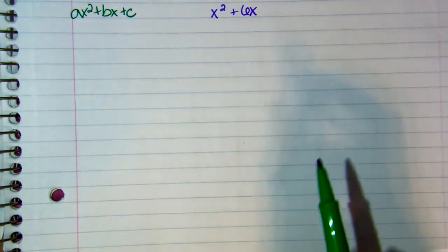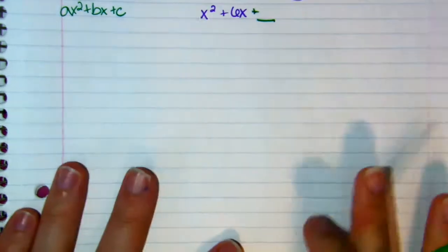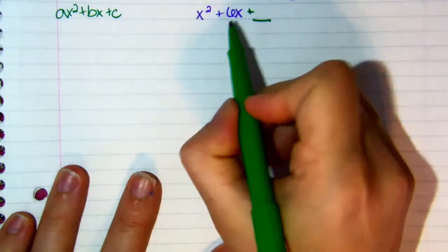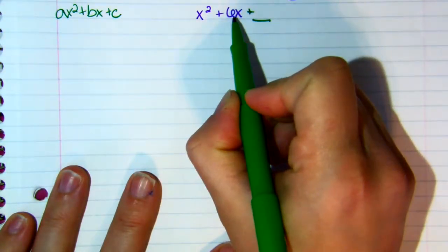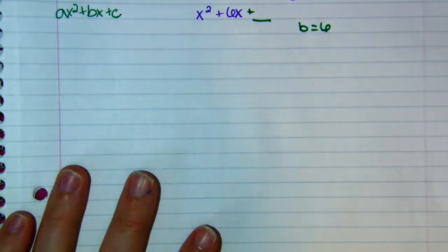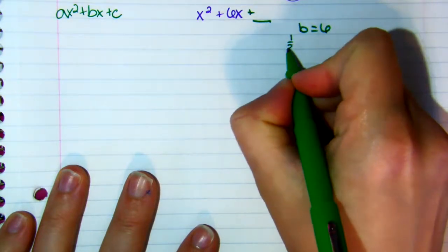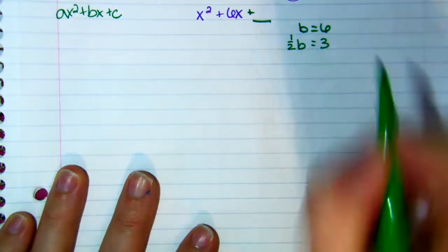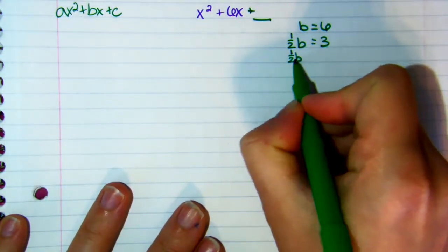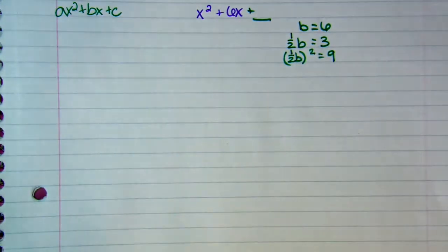So the steps for completing the square, or for figuring out what I need for my last term there, are pretty straightforward. The first thing is we identify b. b is always the coefficient of our x term. So in this case, b is 6. Then our next step is to take half of that. So half of b is 3. And then our final step is to square it. So in this case, we'll get 9.